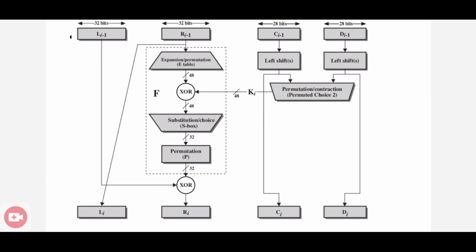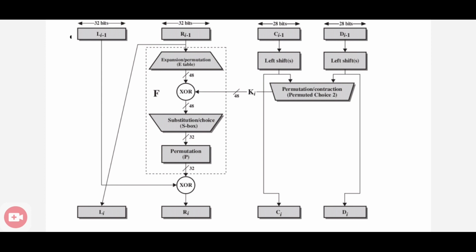Here in the substitution choice, or S-box mechanism, we have 8 S-boxes. Actually this S-box is a matrix. Okay. So 8 S-boxes are there. For each S-box we have 6 inputs, but the output is 4. Clear? 8 S-boxes, each S-box has 6 inputs. So 8 times 6 is 48 for taking this 48-bit input. But each S-box has 4 outputs. So 8 times 4 is 32.